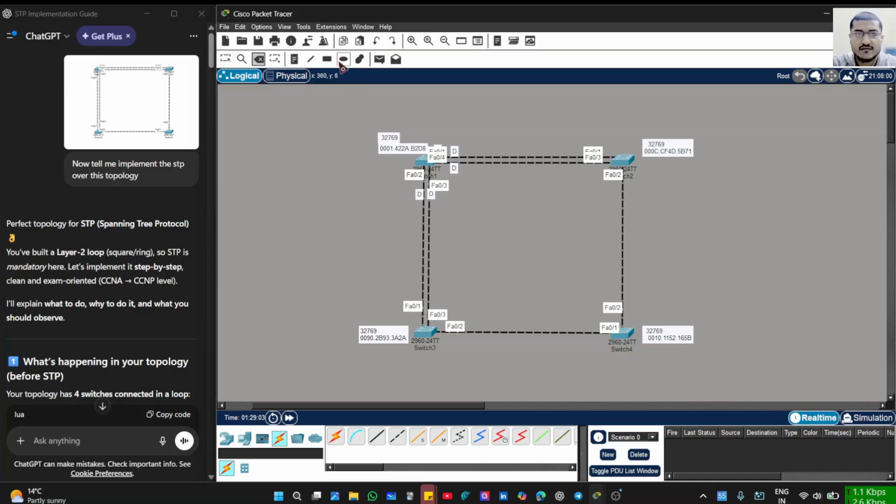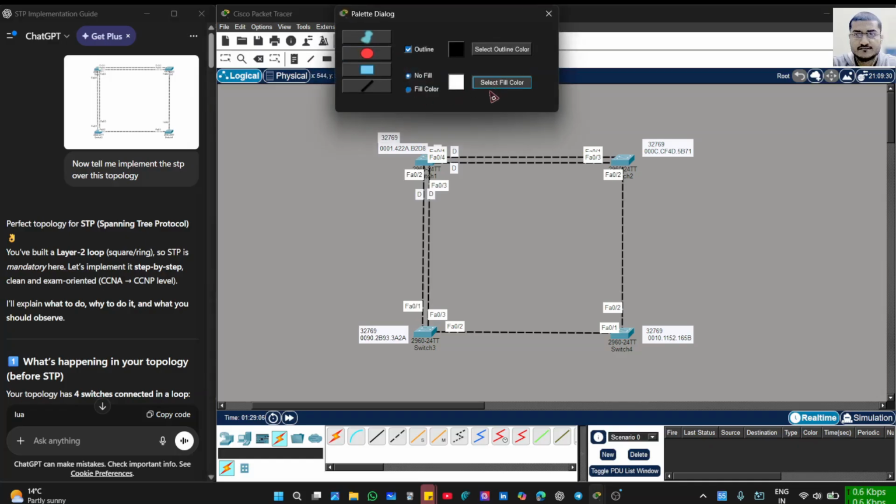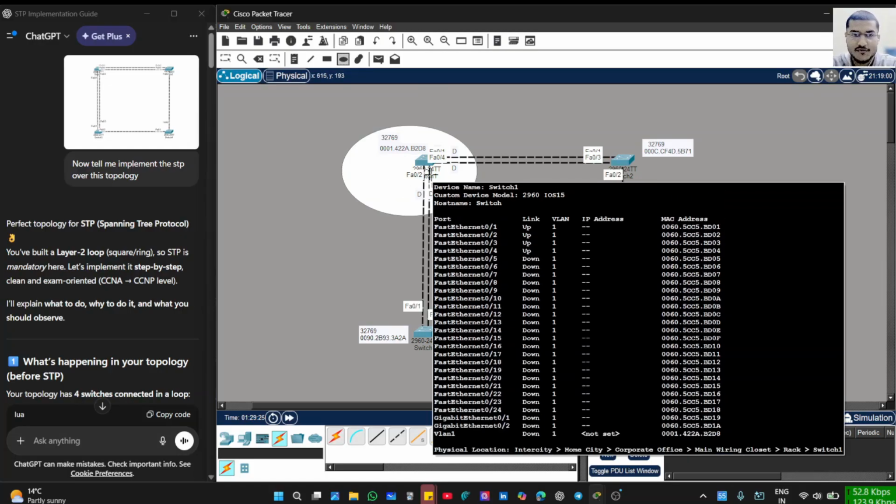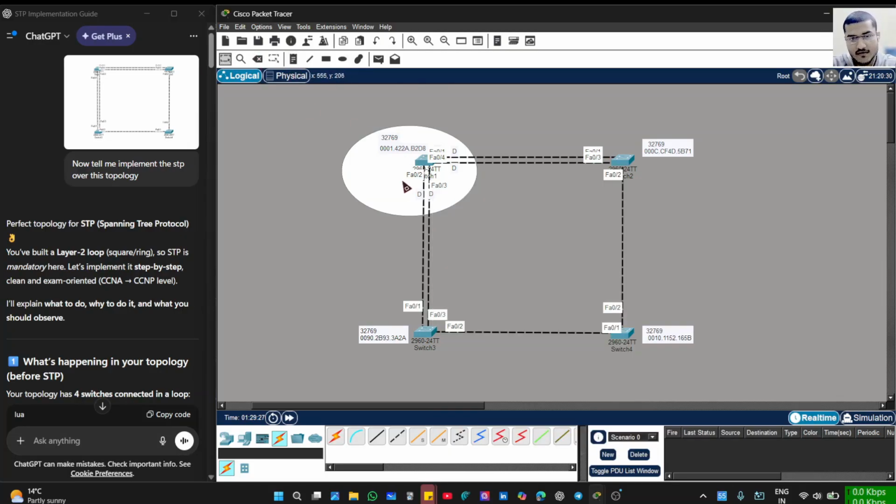Okay, now thereafter we can do that I want. Okay, so at this moment this root bridge is, which is a root bridge in real. I just want to show you, like, it's very easy to identify right now.